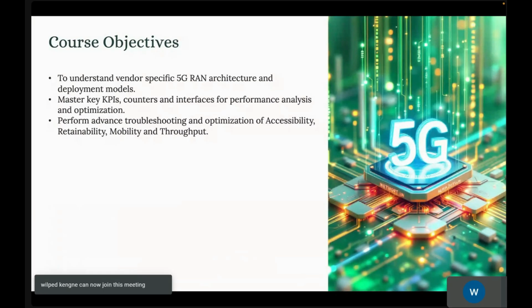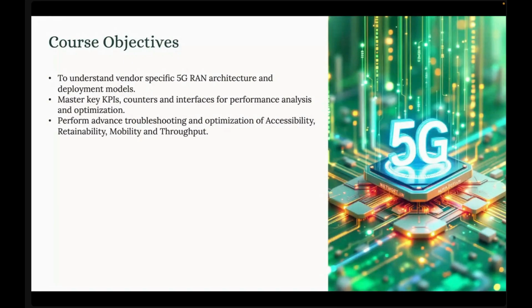So basically, the objective of this upcoming 5G training batch will be to understand vendor-specific 5G RAN architecture. Talking about the vendor-specific, we will start with the Ericsson system first. After completing the Ericsson system, the second vendor we will walk through will be the Nokia system. So mainly Ericsson and Nokia will be covered. We'll start with the Ericsson system.